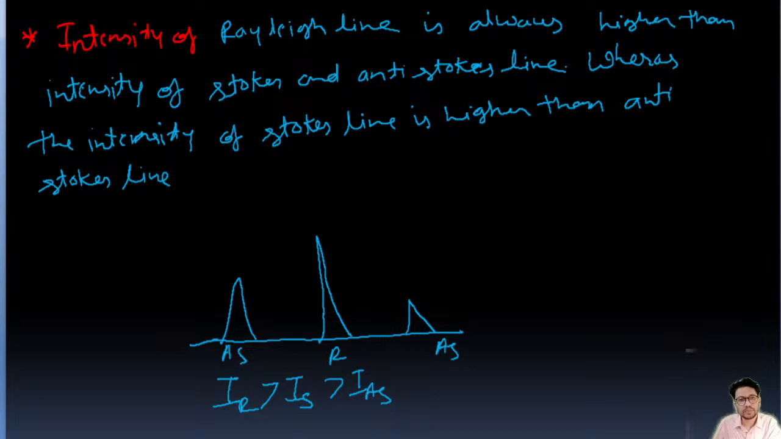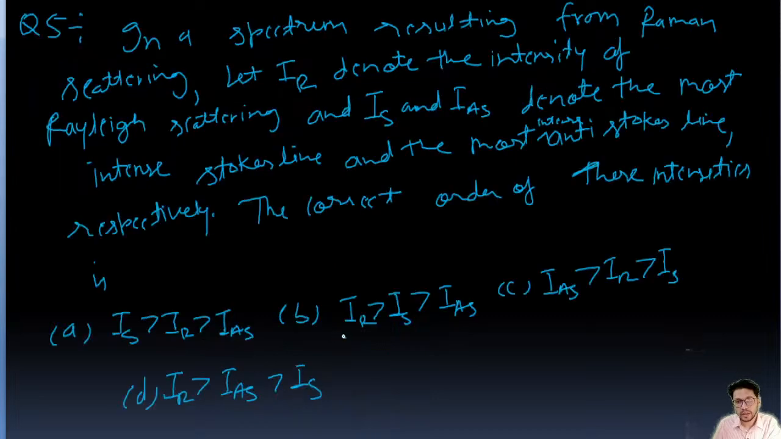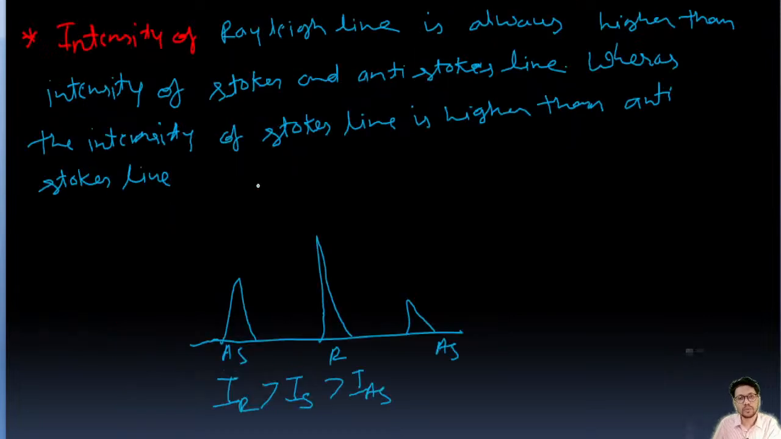So from here we can say that IR, the intensity of Rayleigh line, is higher than the intensity of Stokes line, and the intensity of Stokes line is higher than anti-Stokes line. So which option is matching? IR, IS, IAS, option B. Option B, IR greater equal to IS greater equal to IAS. So you need to note down this point. Well, next question guys, question number 6.